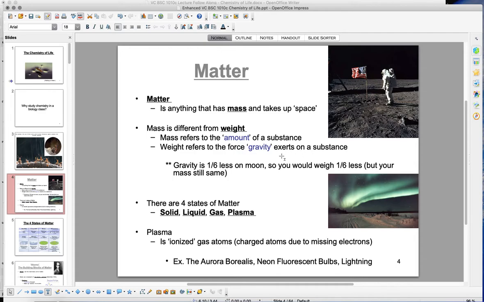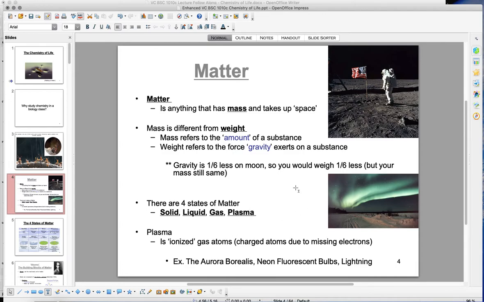A good example: if there was no gravity, you wouldn't have any weight. Think about if you're in space, right? There's no gravity in space. Gravity is a force that we feel here on Earth. So if you're in space, you're going to have the same exact mass, the same amount of substance or matter that makes up your body, but you're not going to feel any weight. You don't have any weight because there's no gravity pulling you down.